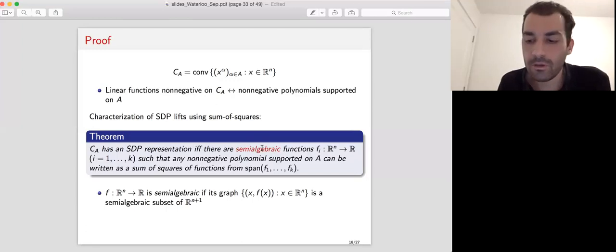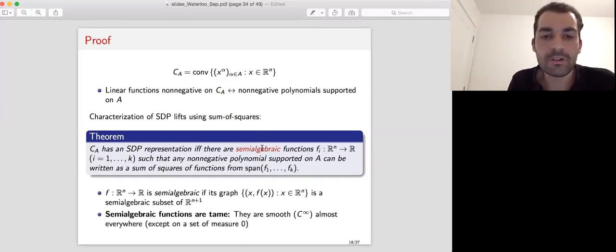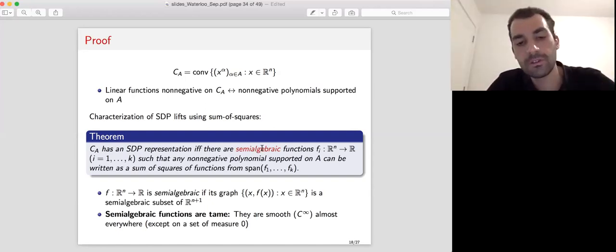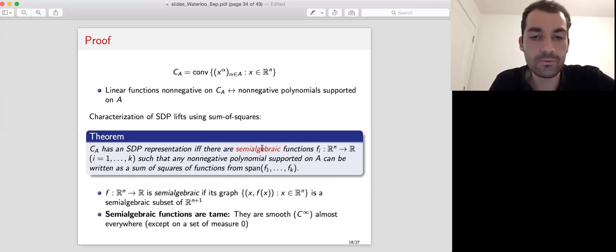Why is this important? Because semi-algebraic functions are tame: they cannot be very wild, and you can show that they are smooth almost everywhere. They can only have singularities on a set of measure 0. And this is something that will be crucial in the proof here.